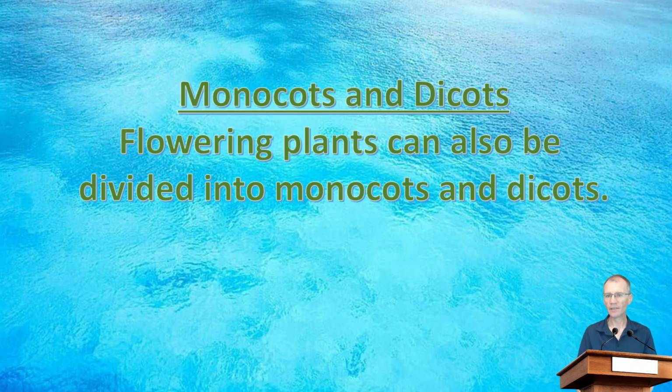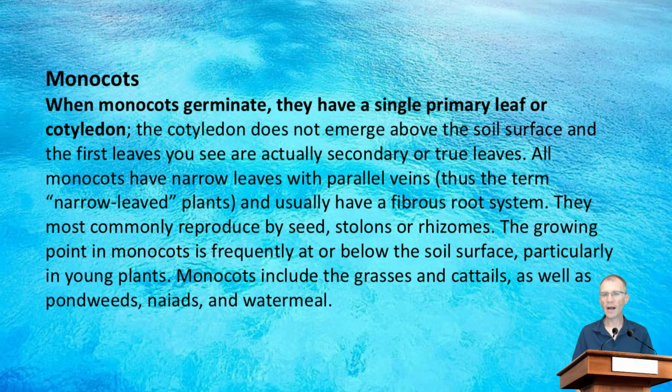Monocots and dicots. Flowering plants can also be divided into monocots and dicots. Monocots. When monocots germinate, they have a single primary leaf or cotyledon. The cotyledon does not emerge above the soil surface, and the first leaves you see are actually secondary or true leaves. All monocots have narrow leaves with parallel veins, thus the term narrow-leaved plants, and usually have a fibrous root system. They most commonly reproduce by seed, stolons, or rhizomes.